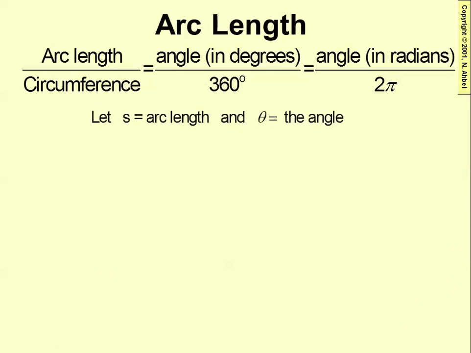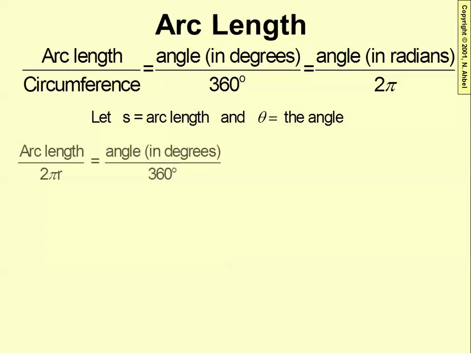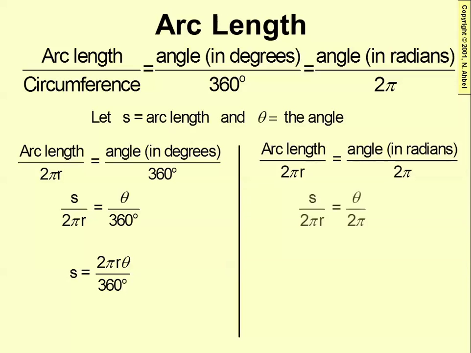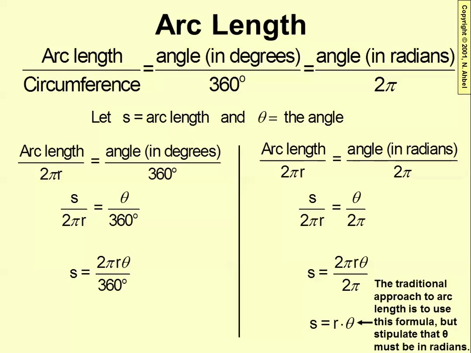So the traditional approach to this is S is equal to arc length, theta is equal to angle. And notice in degrees you come up with a pretty messy formula. If you do the same thing in radians, you end up with S equals r theta. This is the traditional approach to arc length, but you have to stipulate that theta is in radians. So if you're given the problem in degrees, you have to convert to radians.